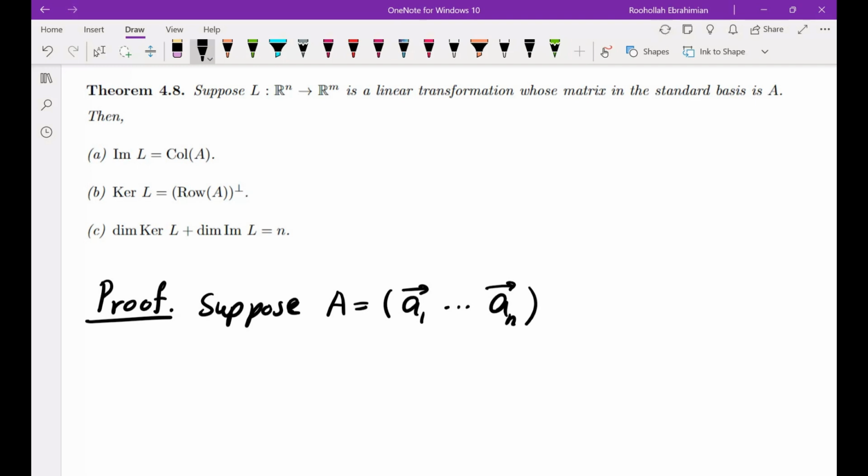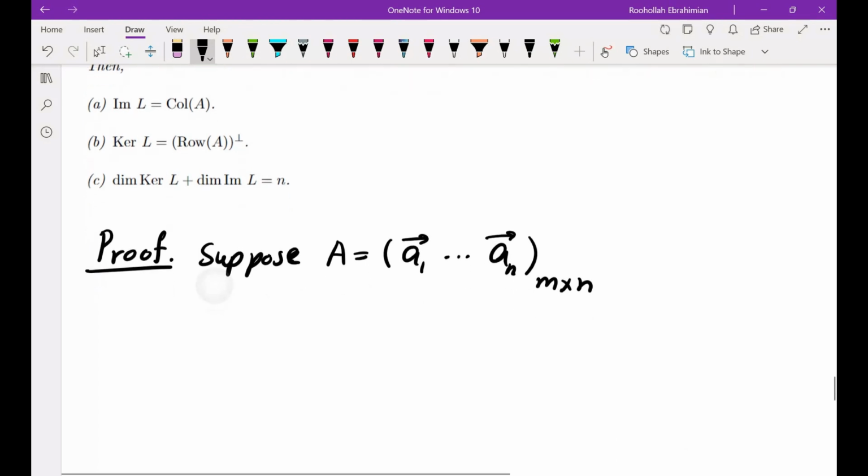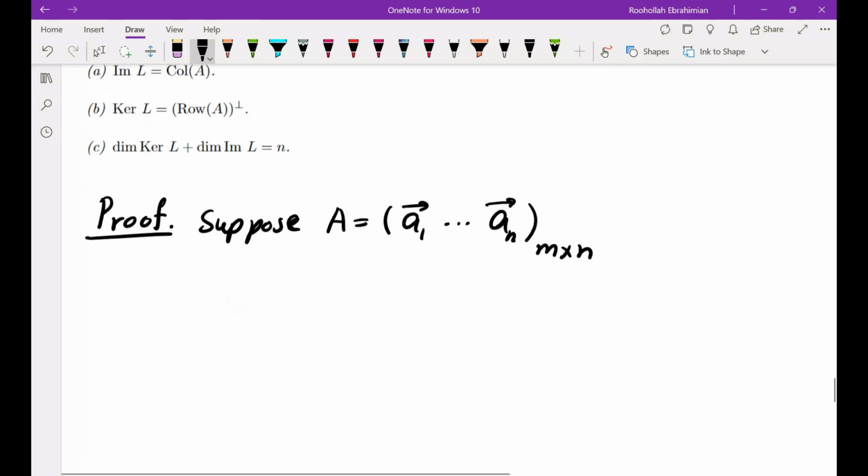So remember that if you have a linear transformation from Rn to Rm, the matrix would be m by n. That's how matrix multiplication works. Now let's compare the image of L with the column space of A. So the image of L means all of the vectors of this form, L of V. L of V is A times X.